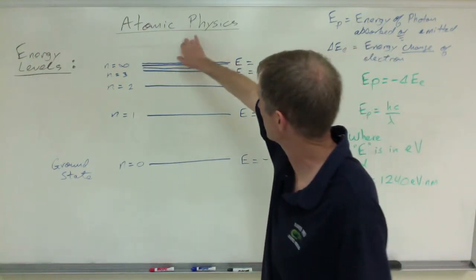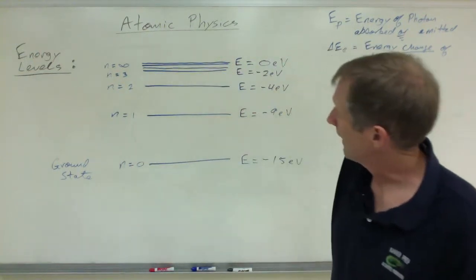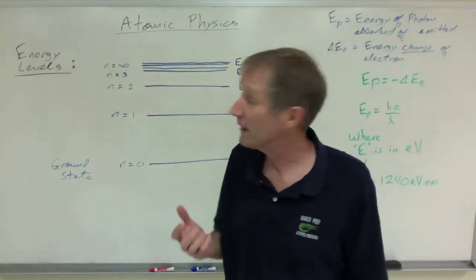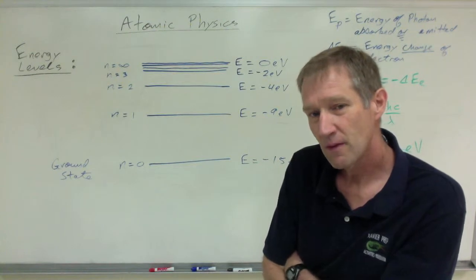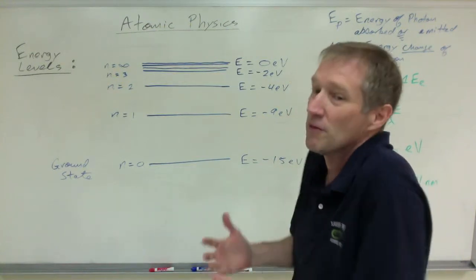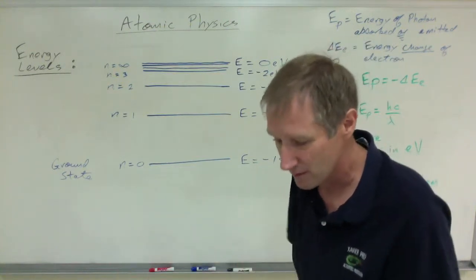We're going to talk a little bit about atomic physics. We've been looking at the particle theory of light, and the next question is, where do these particles come from? We could have done this earlier, but it's at the very end of the chapter.